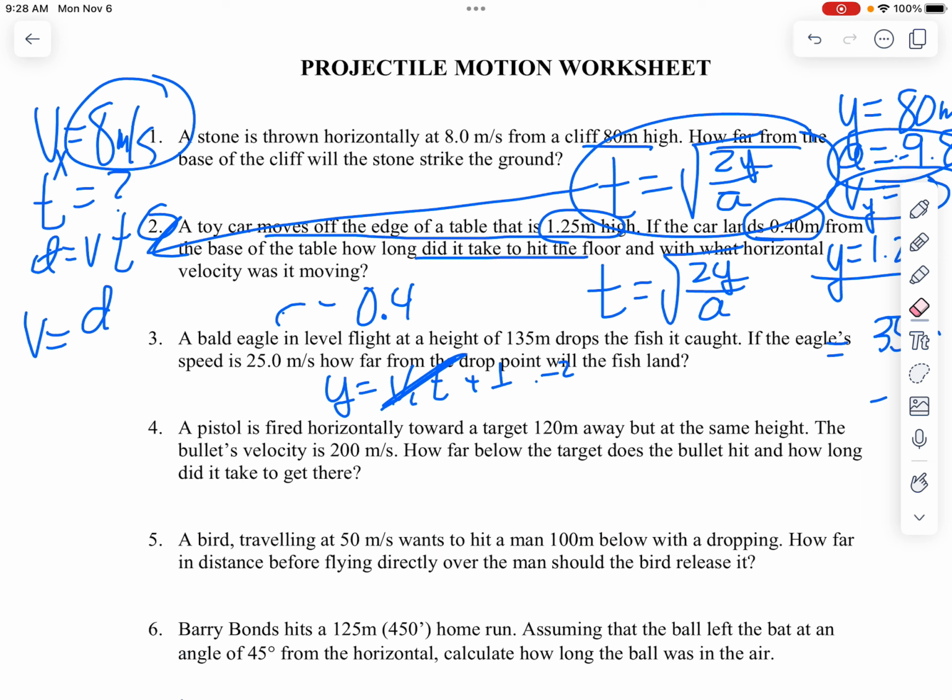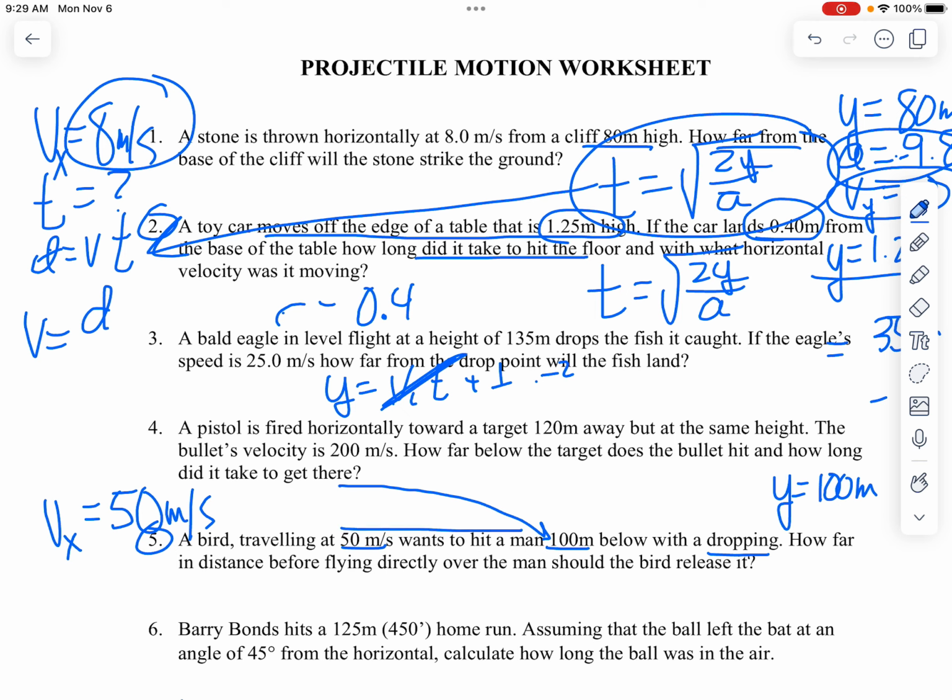Okay, next one, number 5. It says, a bird traveling at 50 meters per second, you are given the x component of the velocity, wants to hit a man 100 meters below with a dropping. That's weird. But 100 meters, that's your y. It's going to drop 100 meters. How far in distance before flying directly over the man should the bird release it? In other words, you want to know how far it is going to travel horizontally. What is that distance going to be?